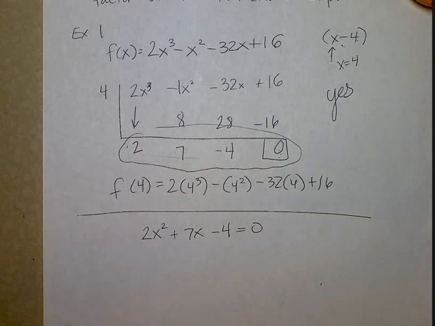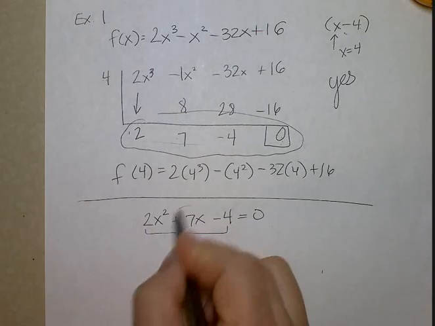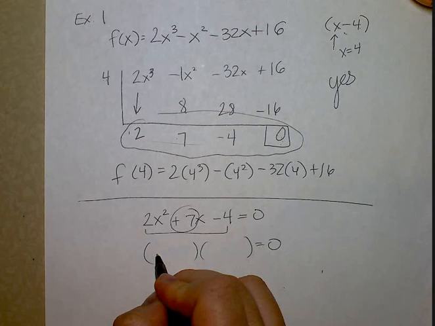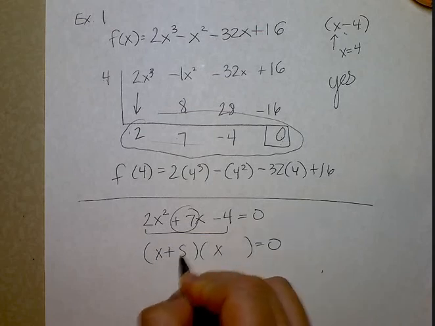I don't want to solve it, I just want to factor it. So what multiplies to give you -8 and combines to give you 7? Multiplies to give you -8, combines to give you 7. That would be x plus 8 and x minus 1.